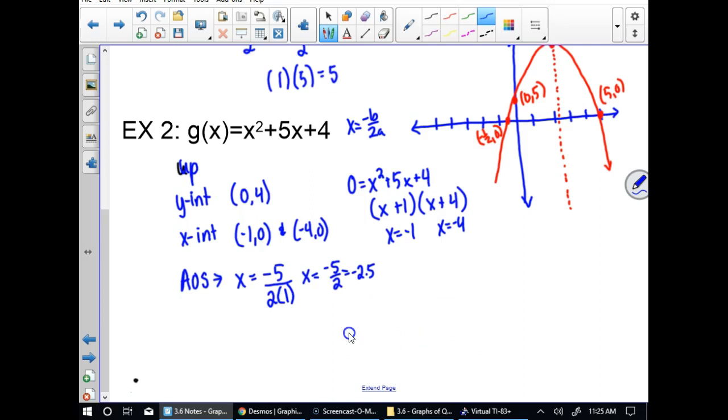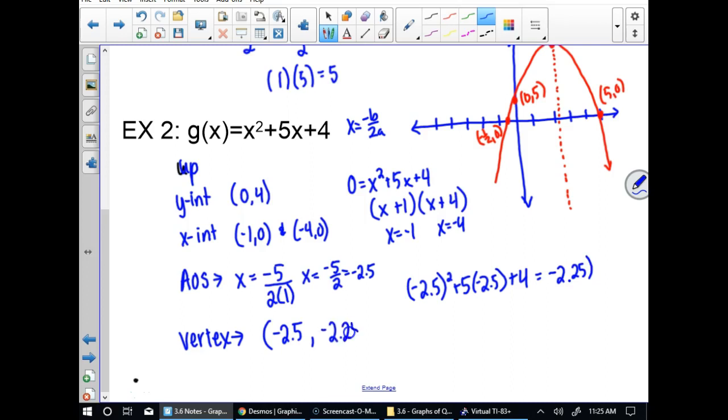All right, questions? Last thing is our vertex. Since we found our axis of symmetry, I already know the x-coordinate is negative 2.5 or negative 5/2. David, what do I do to find the y-coordinate that goes with that? We just plug it in. So we're going to say negative 2.5 squared plus 5 times negative 2.5 plus 4. And if we do that, we are going to get negative 2.25. Okay, questions?